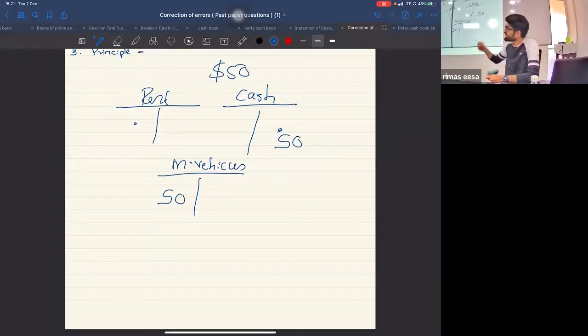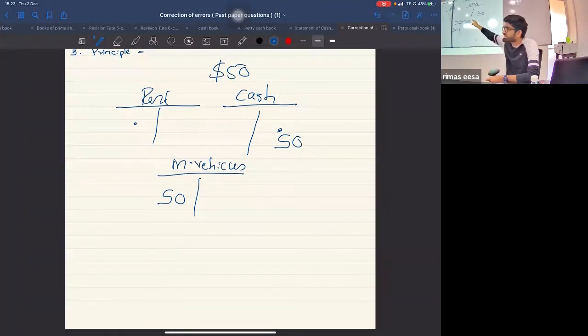Okay. Why do you call this error of principle? My first question for you: have you entered in the correct account or the wrong account? Wrong account. Why? Without entering in the rent account, you entered in the motor vehicles account. My second question. Look at rent, look at motor vehicle. Same class or different class? Different class.